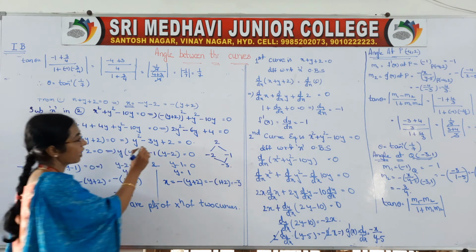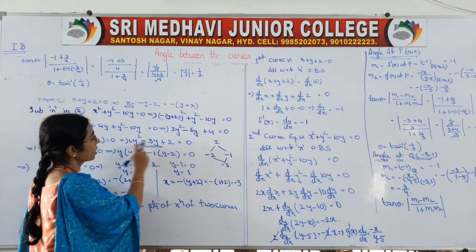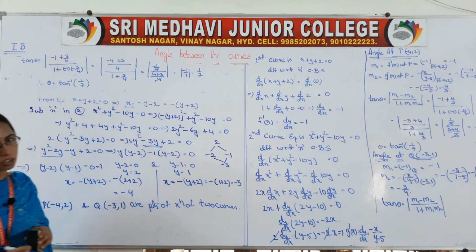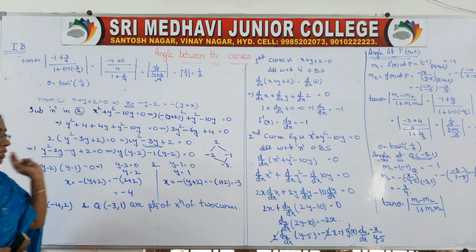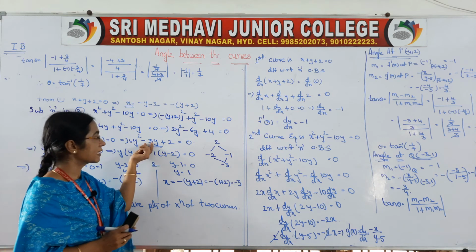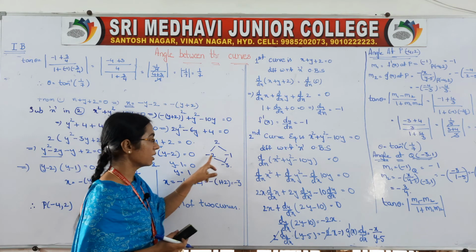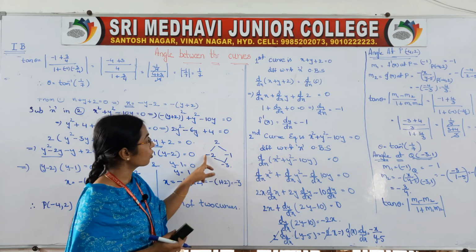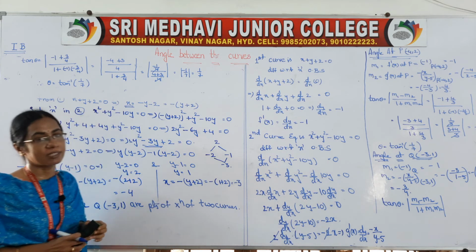We have to get the factors. So how do we get the factors? First we have to multiply 2 with the y square coefficient, that is 2. Now we have to select two numbers whose product should be 2 and whose sum should be minus 3. So you take minus 2 and minus 1. If you multiply, it will be 2. If you add, it will be minus 3.